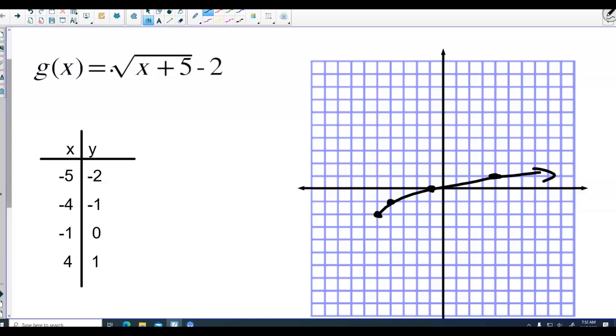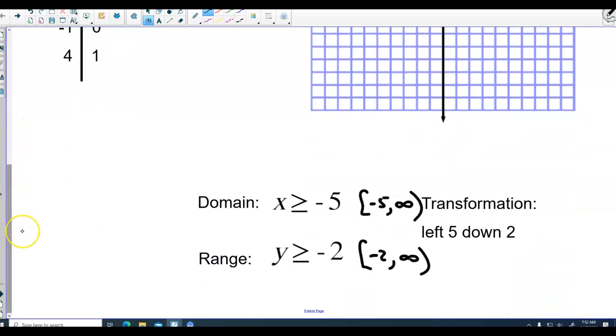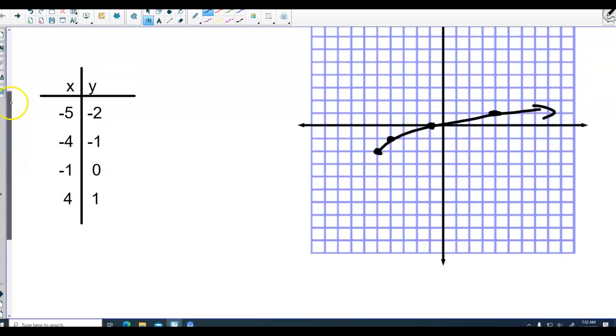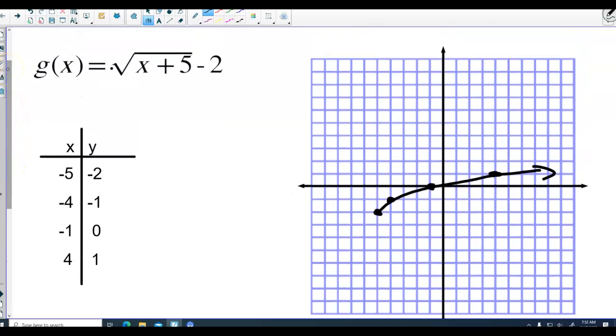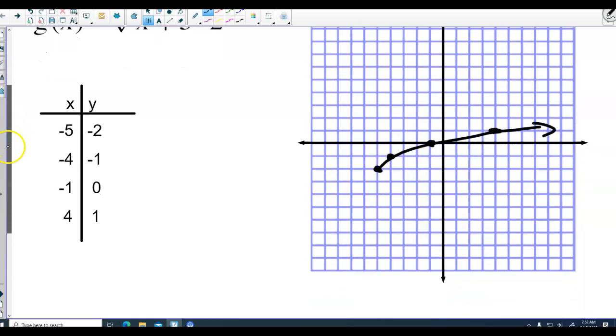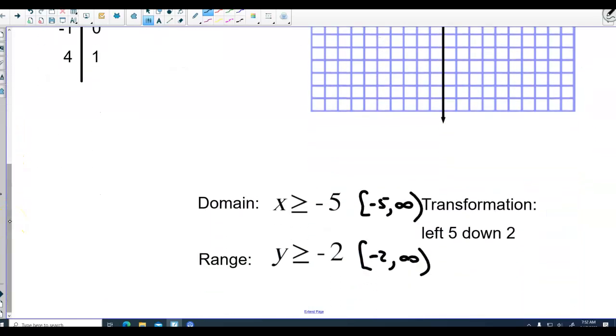And then our adjustment, when we add and subtract to the x, and when we add and subtract outside, represents our shifts. What makes the radical equal to 0? -5. Hence, you're going left 5. This -2 out here with its sign represents a vertical shift. So in this case, it's down 2. So in this transformation, it's just a shift of left 5 down 2. There is no vertical stretch or shrink. There is no reflection.